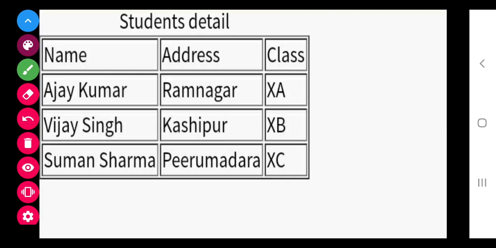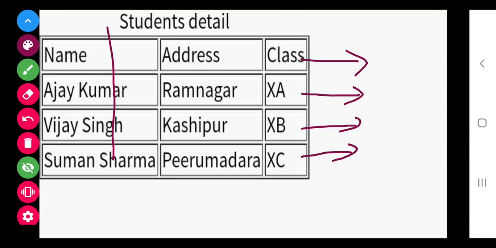Now class, I have created one table for you. This table, students detail. I want to create this table. So first of all I have to see how many rows I have created. So this is your row number 1, row number 2, row number 3, row number 4. This is your column number 1, column number 2, column number 3. And you can see nothing is bold in this. So all are td.